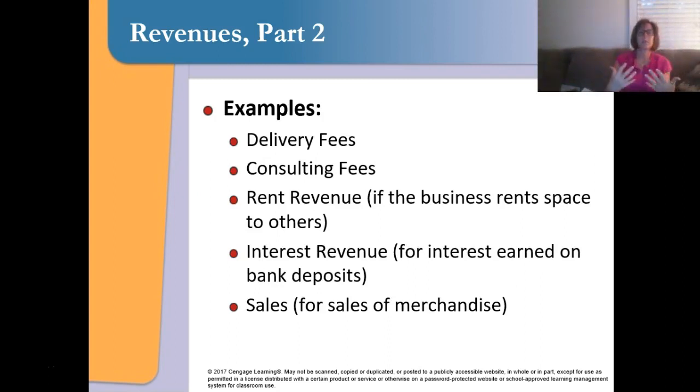Okay, so here are some examples of things we may see in the form of revenue type transactions. This is just a brief example. Many more and a wider variety as we go on.